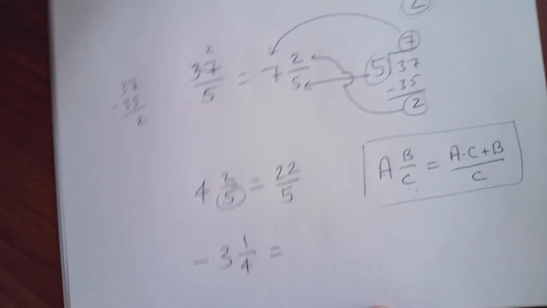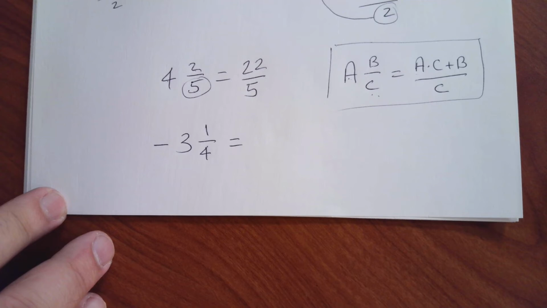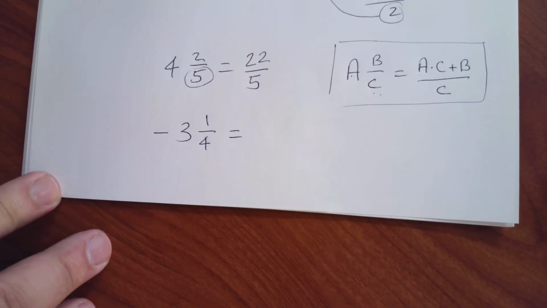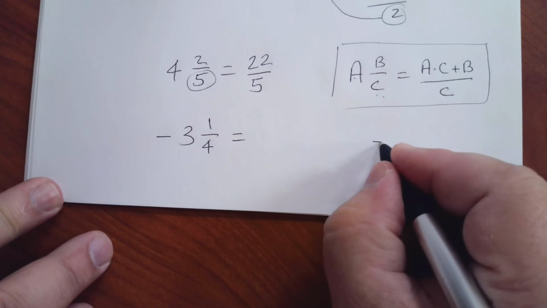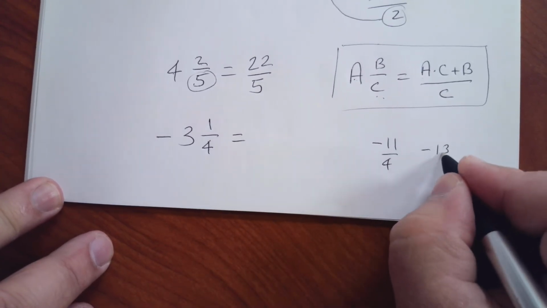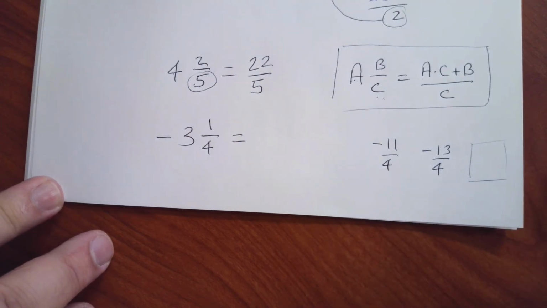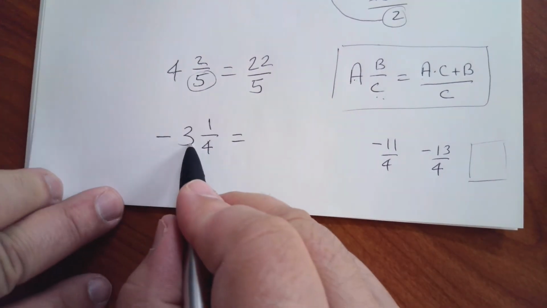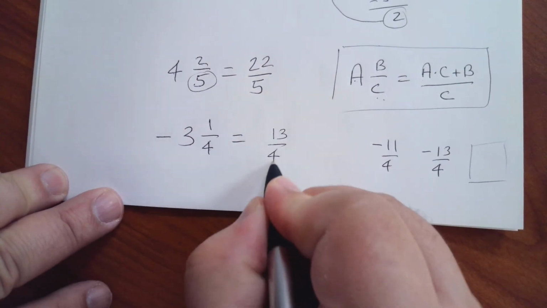How about that one? This one, we may have different answers here. What'd you get? Negative 11 over 4? Okay, there's one possible answer. Negative 13 over 4. Anybody else got something different? Everybody else got blank. Let's see. 3 times 4 is 12, plus 1 is 13 over 4, and it's negative.